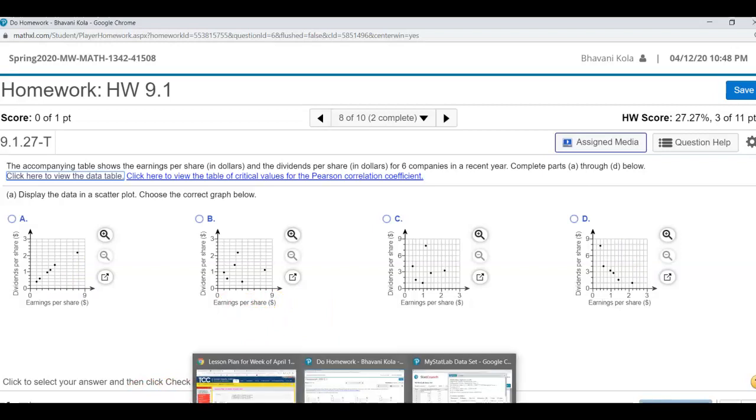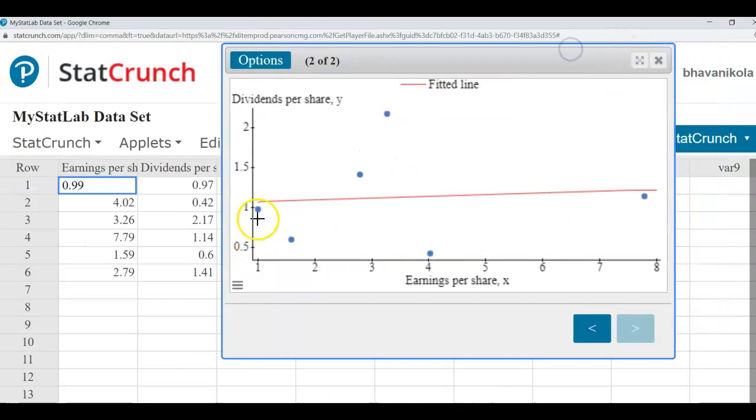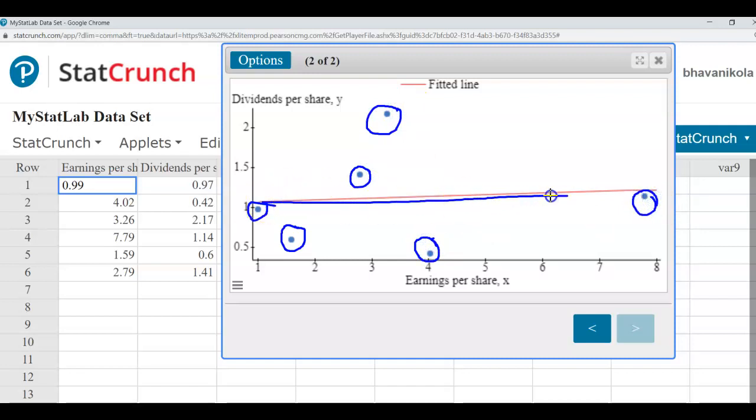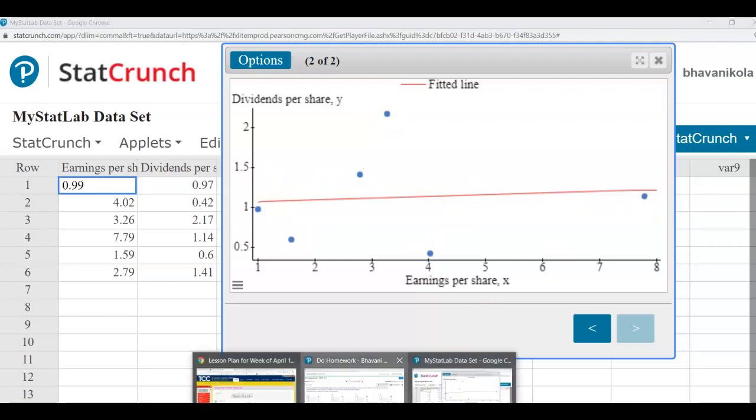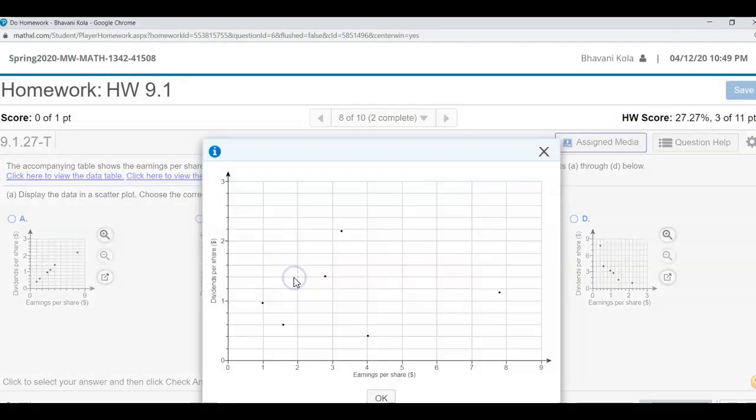So I will go back to my graph and what I want you all to focus on is that sometimes the graphs could be slightly confusing. So look at the points here. I have 2 points right here, and above I have 2 points here. Do you see that? And then a point here and a point here. And my fitted line is something like this. So let's go ahead and see which one would be in my options. You can expand every graph.